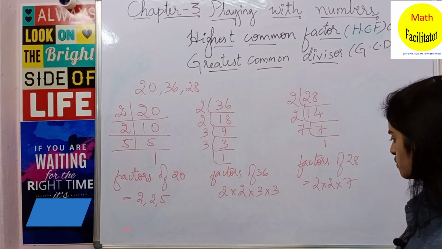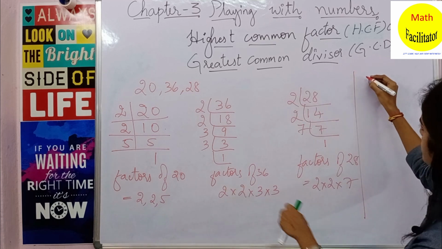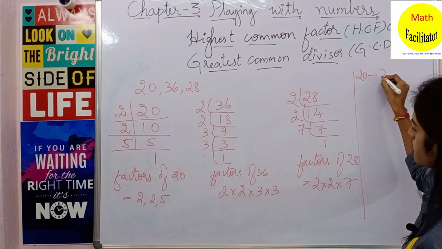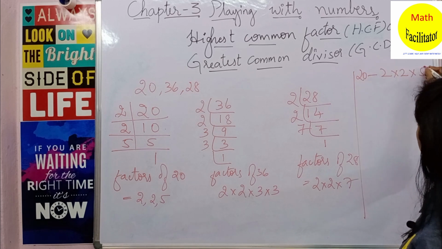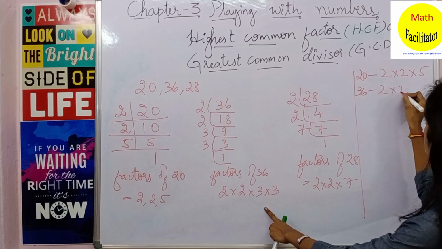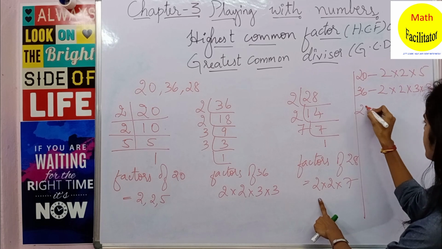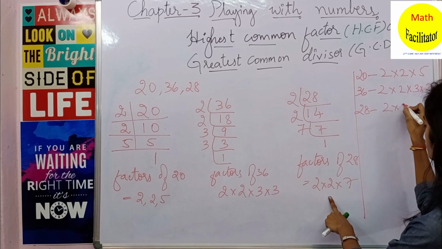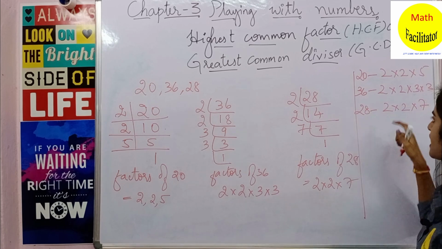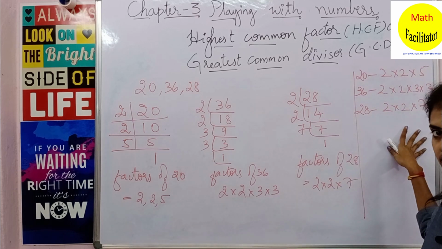Clear? Now what do we do? Let me write all the factors here. So factors of 20, there were 2 into 2 into 5. Factors of 36 were 2 into 2 into 3 into 3. And factors of 28 are 2 into 2 into 7. And all these factors are nothing but prime factors. So this is prime factorization as we have learned.